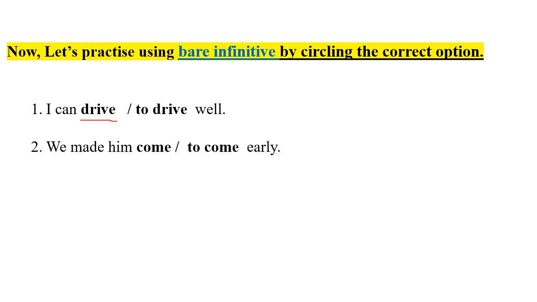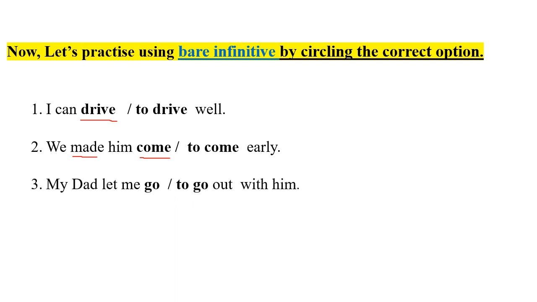2. We made him come early. Here we have the verb made, the past of make, and what comes after make or made is bare infinitive. So come is the best answer. I made him come early.